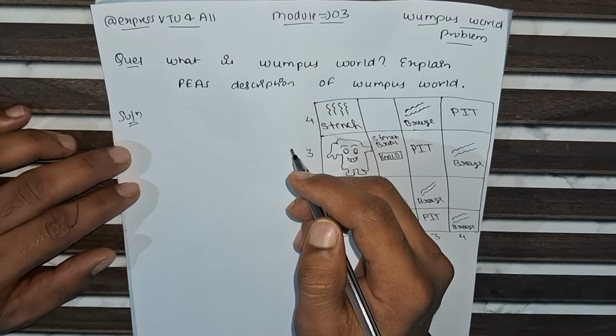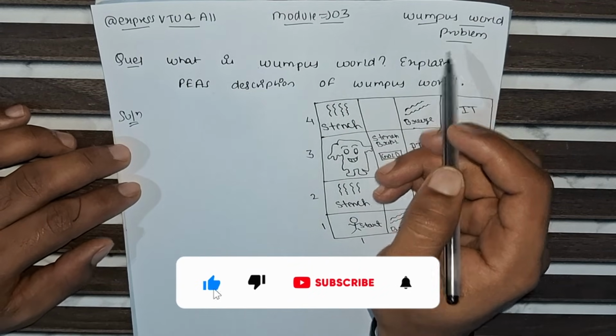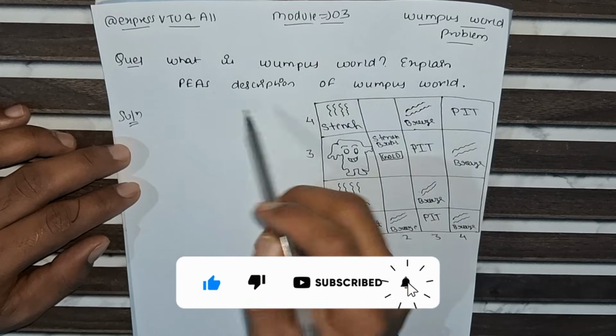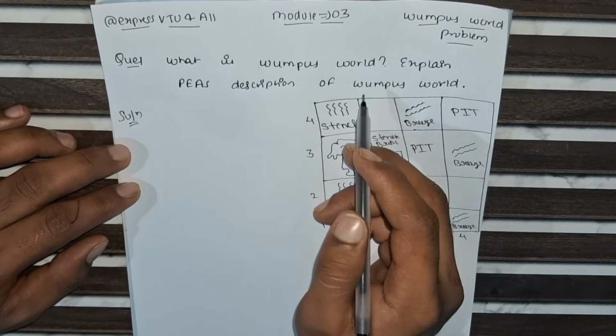Today we are going to solve a very important problem from Module 3, the Wumpus World problem. The question is, what is Wumpus World? Explain the PEAS description of Wumpus World. So now let us understand what is Wumpus World.